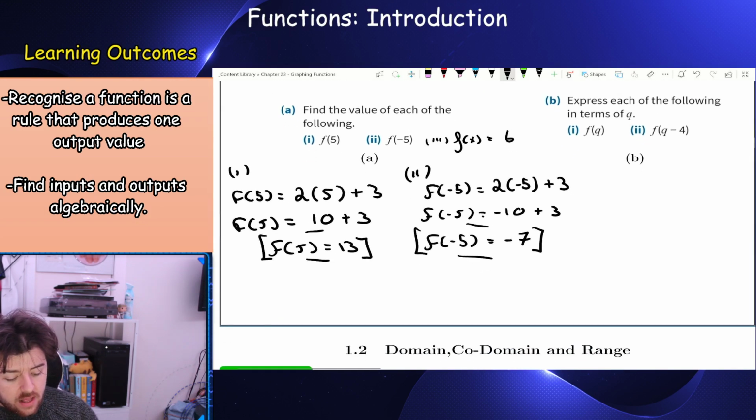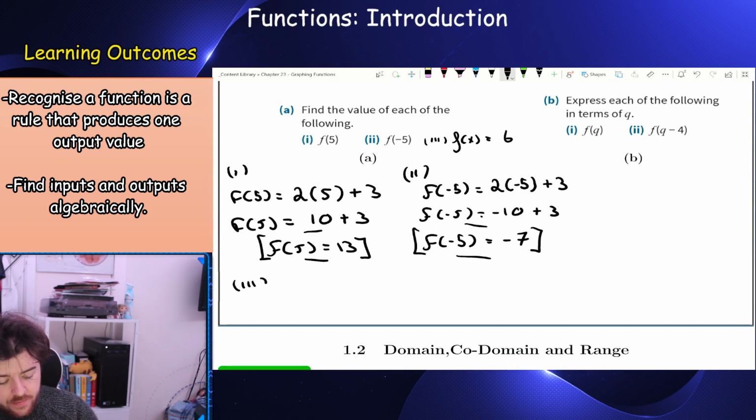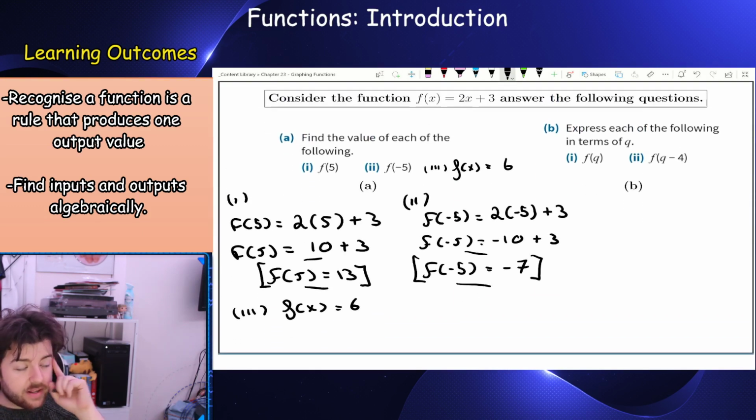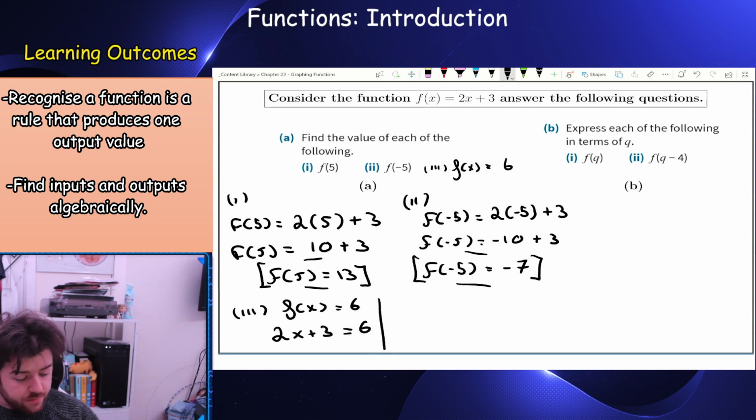And then finally, if you look here, I have f of x equals 6. They want me now to find, if my output is 6, what is my input? So I have f of x equals 6. Now if you recall up here, f of x is equal to 2x plus 3. That's my algebraic rule. So now I just do 2x plus 3 is equal to 6. And now I have a simple algebraic expression that I'm able to solve.